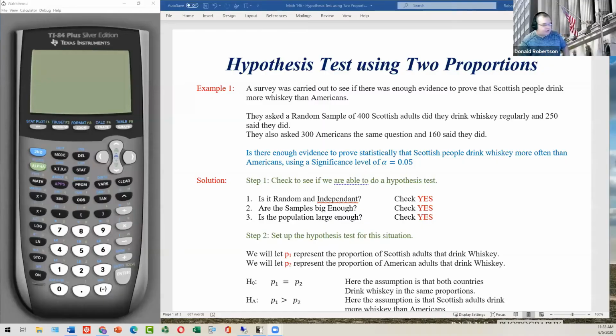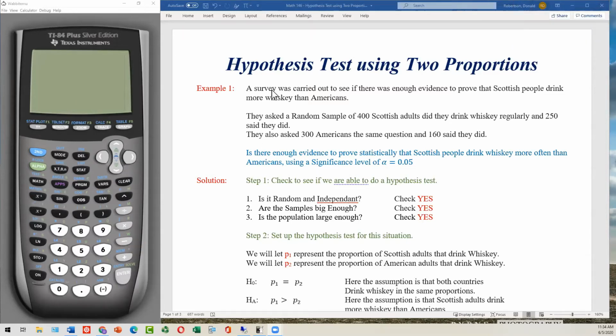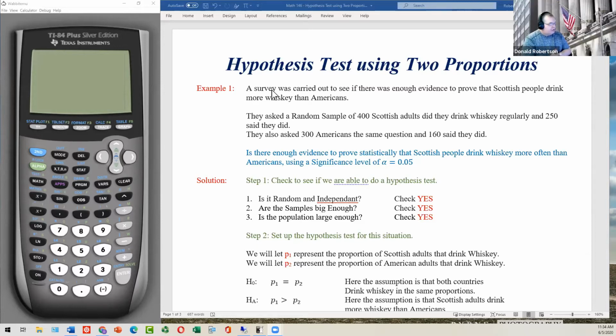Let's look at this one more time. There we are. So you're looking at a screen now that has a calculator on it and some written stuff to the right. Is that what you're saying? Yes. Okay. So I've got here a hypothesis test using 2 proportions.